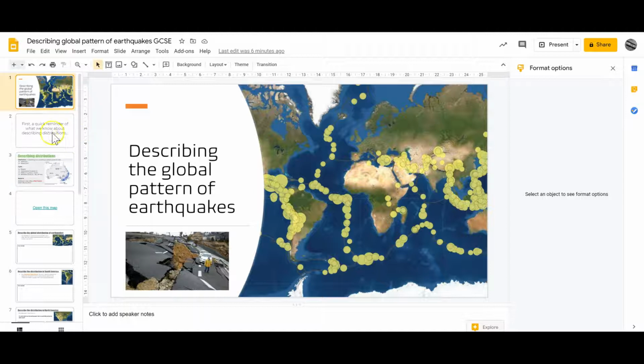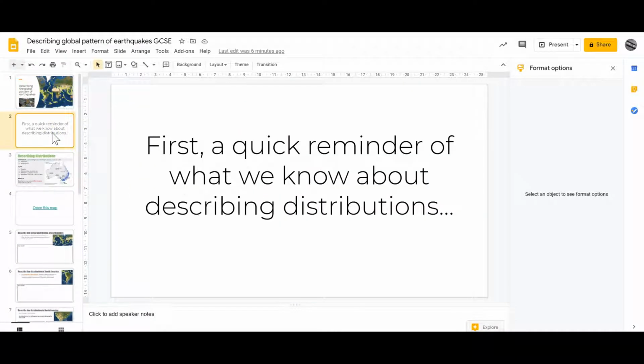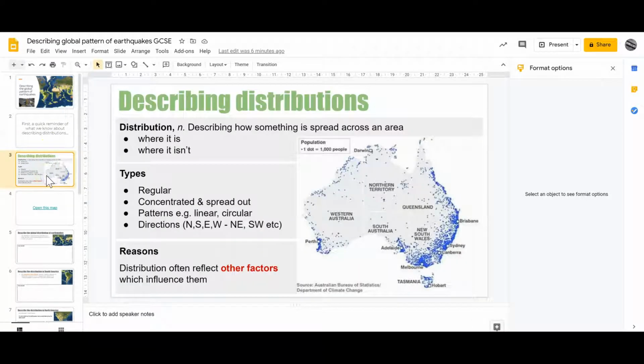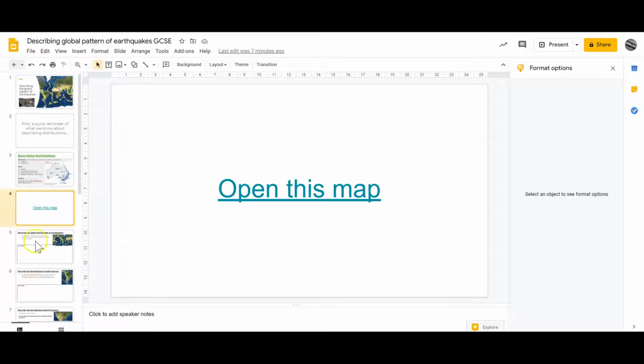Now, just before we get into that, let's remind ourselves of a few things that we should know by now about describing distributions. You got this from the last one, which we did for volcanoes. Distributions, remember, are where something is and where something isn't, so it's how it's spread out across an area. Then you've got your types: regular, concentrated, linear, circular, and the all-important compass directions. Don't forget those. And then we're going to relate them to the factors underneath. So you can refer back to this slide at any stage if you need a reminder on how to describe your distributions. Right, next up, you will go in, open your map.